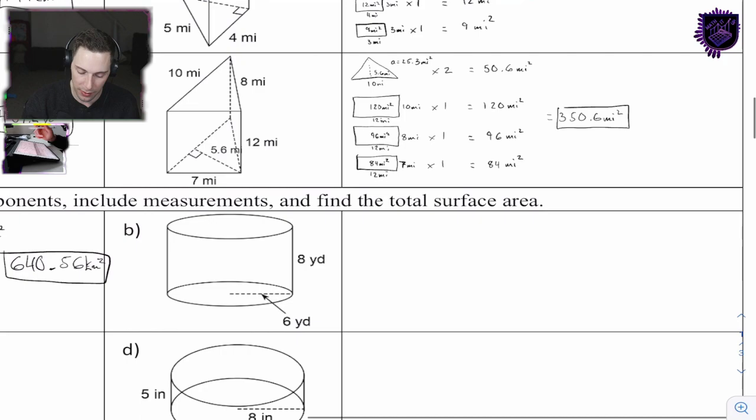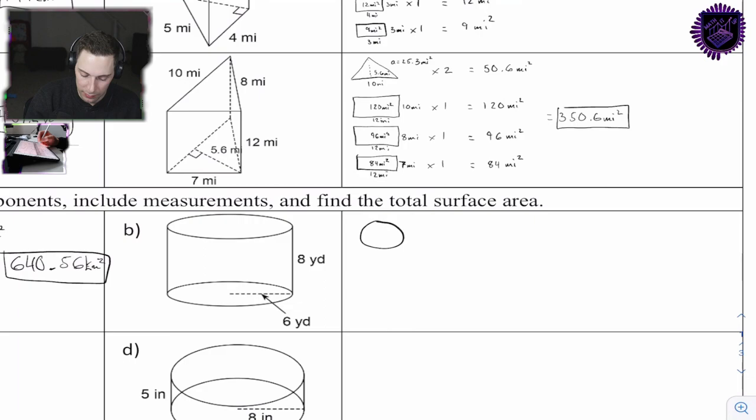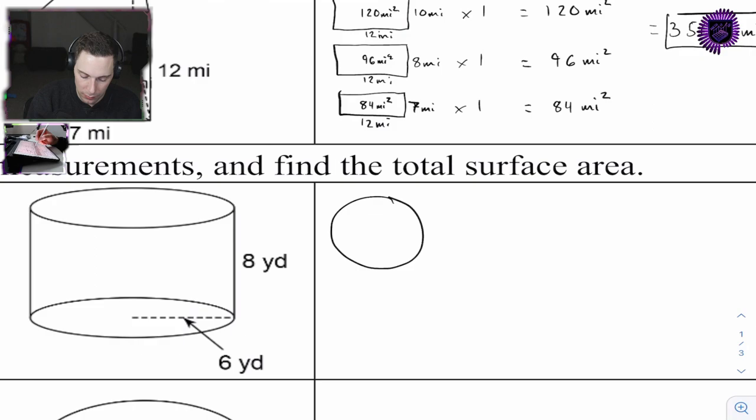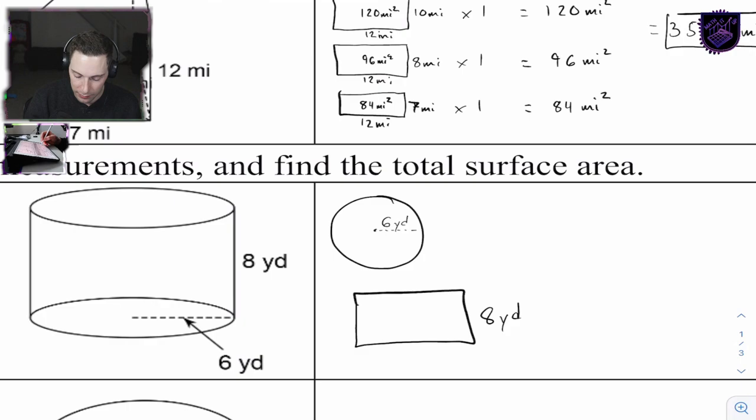So we're going to have a circle. Let's do that a bit bigger because we have lots of space. A circle with a diameter of 6 yards. And we have a rectangle that's going to have a measurement of 8 yards. One of these, two of those. Now, what is our measurement here? So the diameter is going to be 12 yards. It'll be the diameter if the radius is 6.